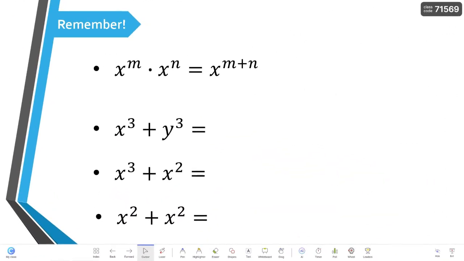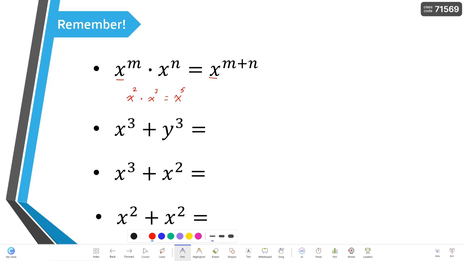Before we start multiplying any two polynomials, we need to understand something we have discussed before, which is the product rule. The product rule says that if you have x raised to the power of m times x raised to the power of n, this would be written as x raised to the power of m plus n. So in other words, if we have x raised to the power of 2 times x raised to the power of 3, we can simply say that this is x raised to the power of 5 since we have the same base.